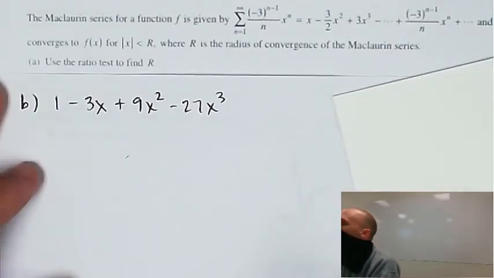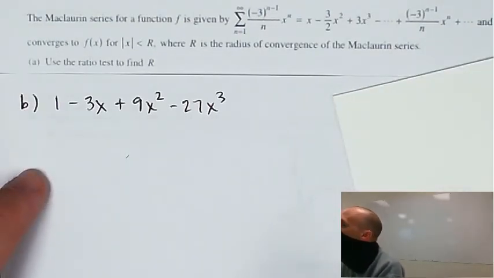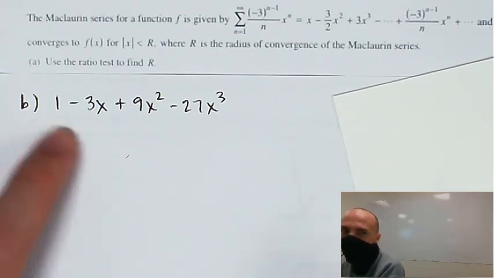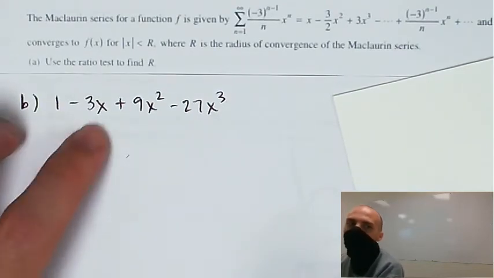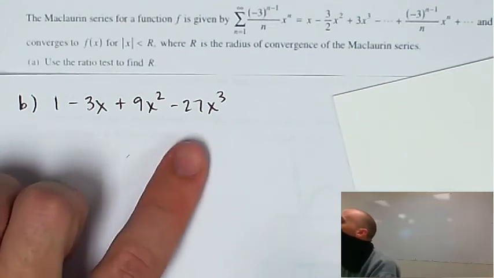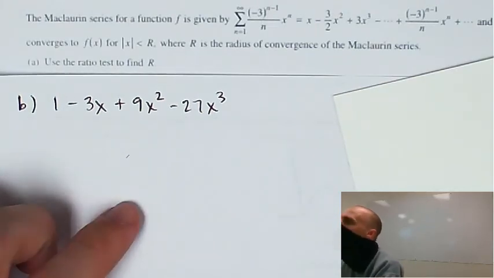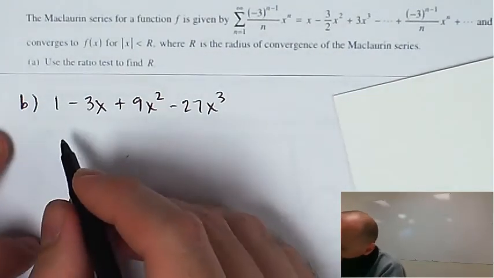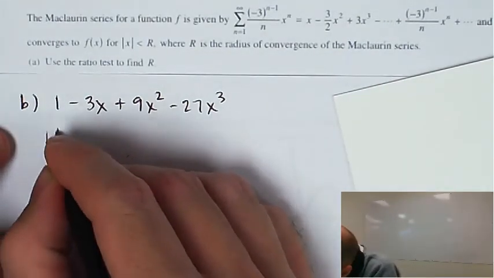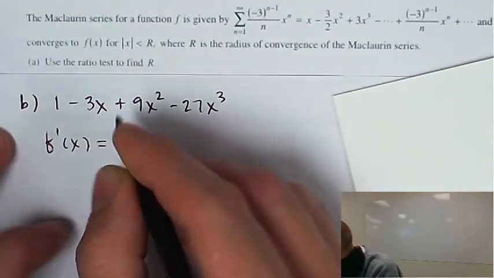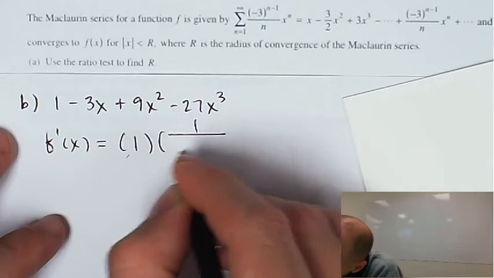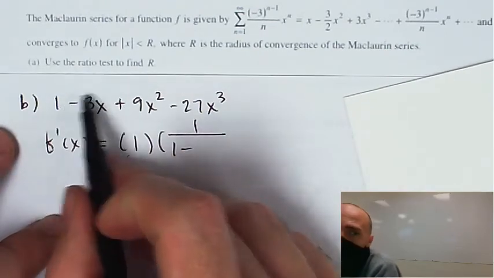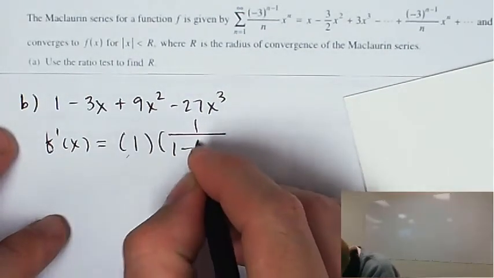Express f prime as a rational function. What does that even mean? We got to write it as a fraction. How could I add all of these things up? It's like, oh, look at the pattern. It's a geometric series. And we have a formula for the total of a geometric series. We're going to say f prime of x is equal to the first term times 1 over 1 minus the common ratio. What am I multiplying by each time? Negative 3.